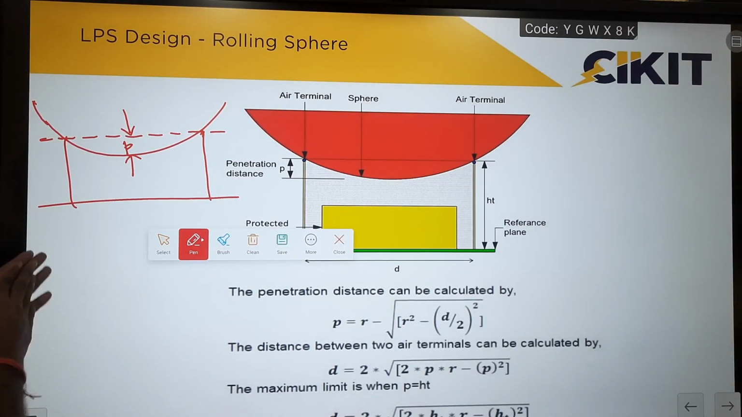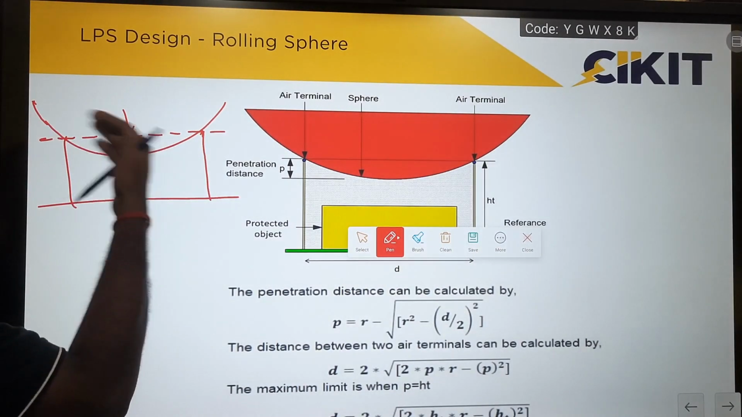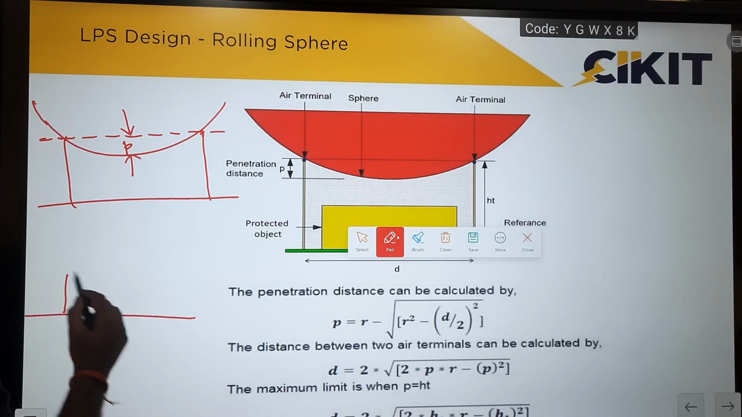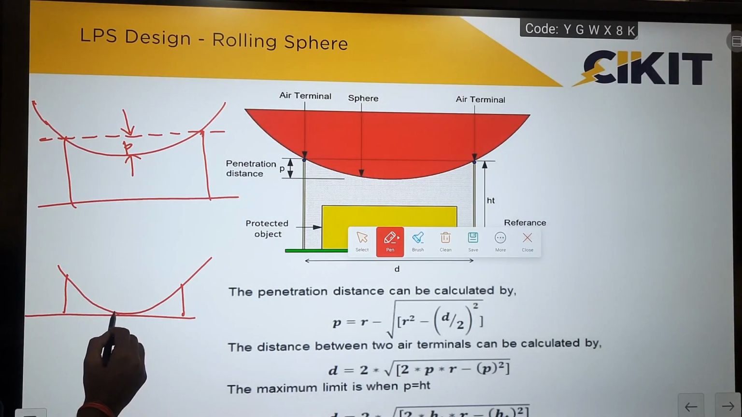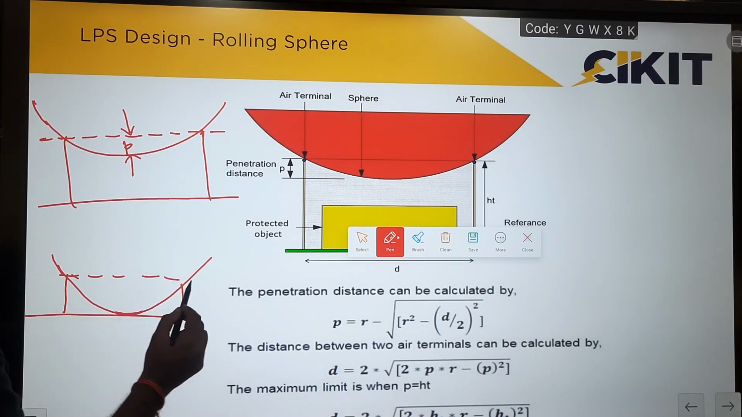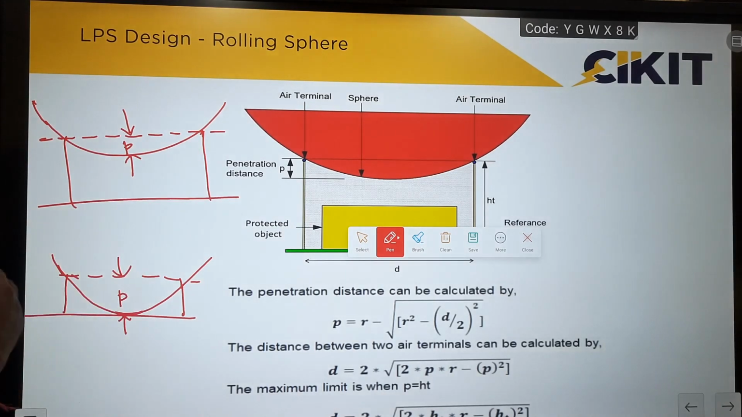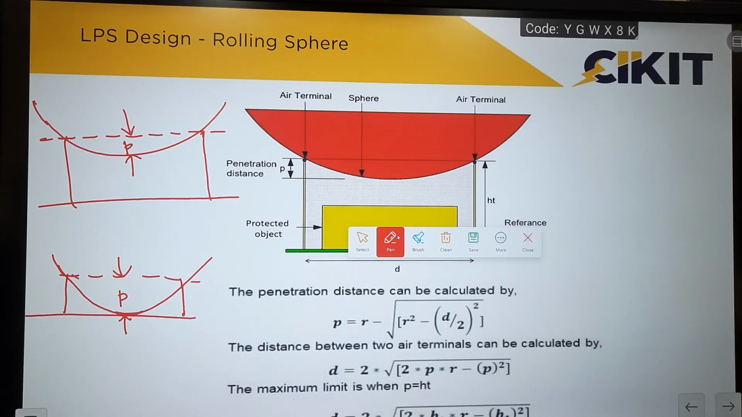If I increase the spacing, then some more portion of the sphere will come below that level of the air terminals. And if I increase it further, then at some point the sphere will make contact with the structure to be protected. So this distance will be considered the penetration distance, the level of the sphere that is coming below the level of the air terminals. The sphere should not touch the structure to be protected.